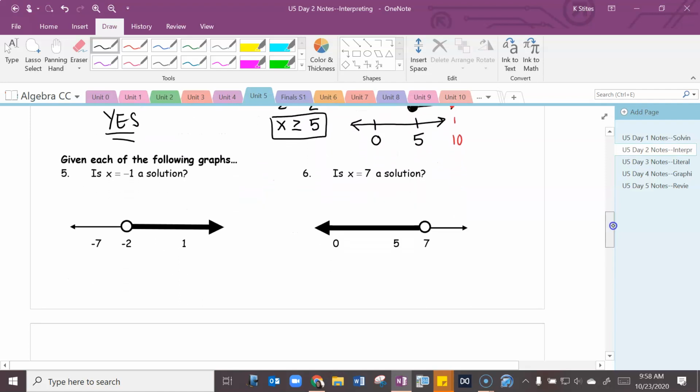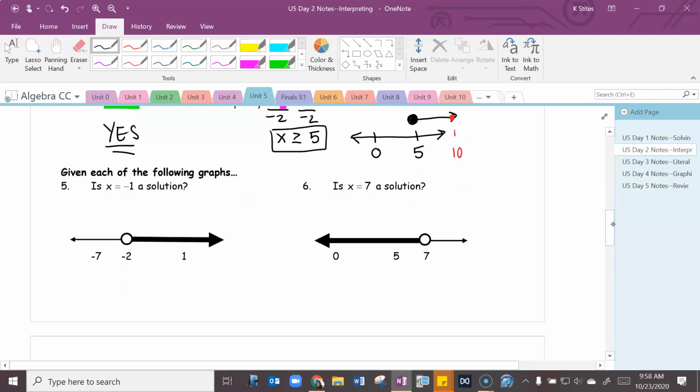Now, sometimes you're lucky and those graphs are already there for you. So let's check these guys. Is x equals -1 a solution? Well, -1 would be somewhere right about here. We can see it is on the arrow. So this is a yes.